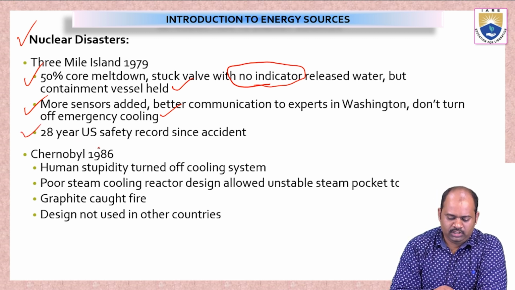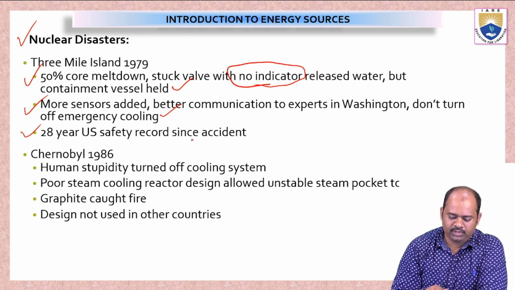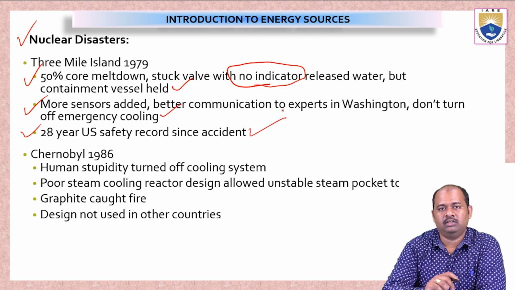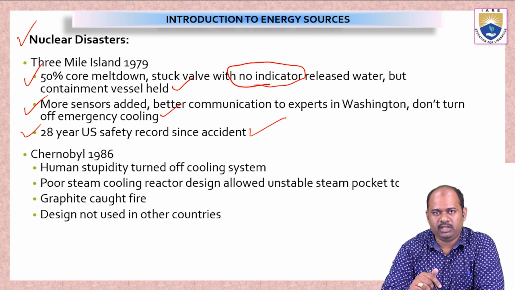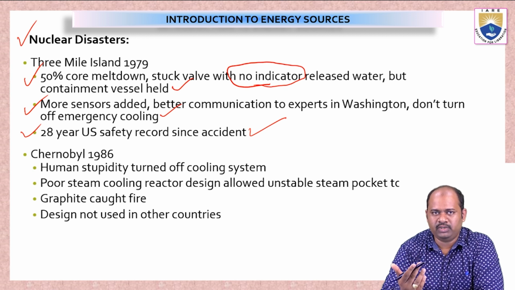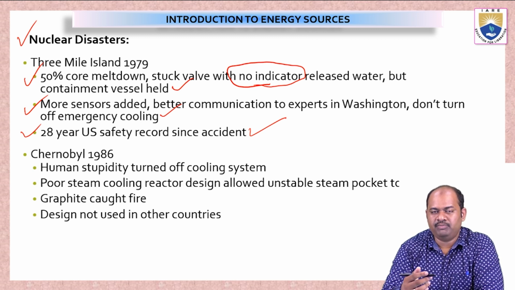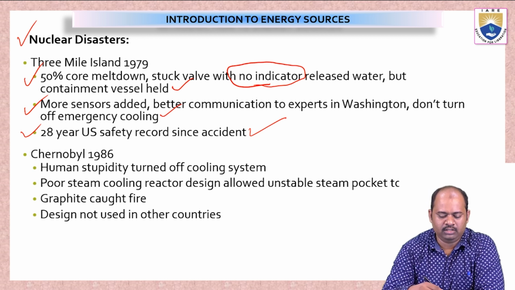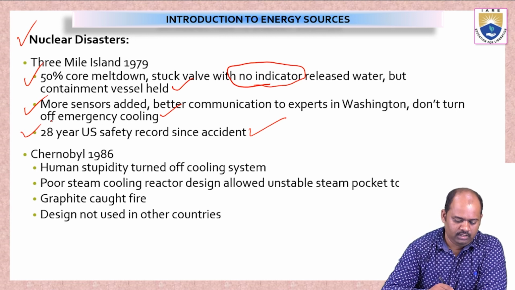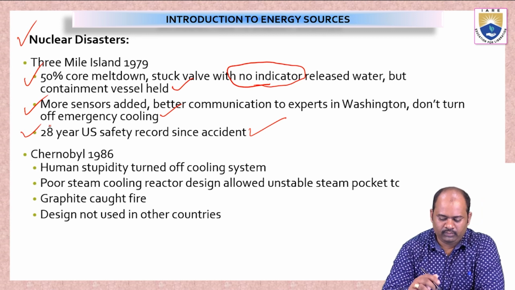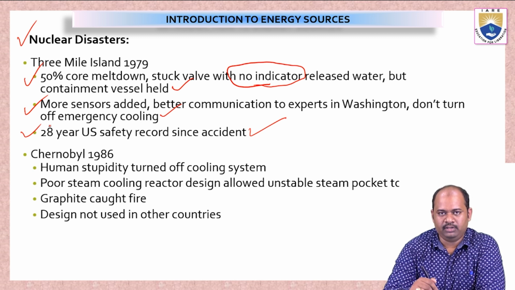Another point: a 28-year US safety record since the incident. This was a minor accident, controlled with the help of the outer tank. However, the plant may not be useful because there is huge radioactivity in that area. That is why safety measures were taken after this, and no such incidents have happened in the United States. That is why after 28 years no such accident has happened.